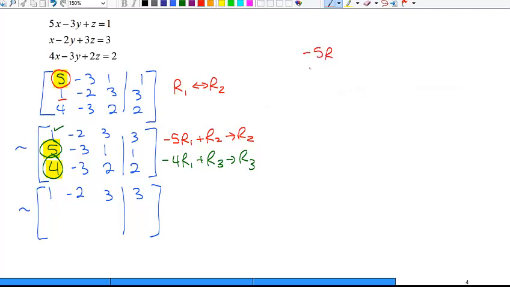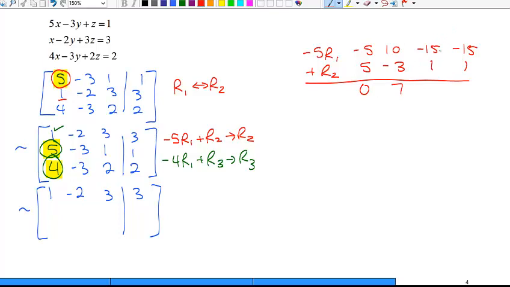I'll do this one vertically, negative 5 times row 1 plus row 2. So if I take negative 5 times row 1, that gets me negative 5, positive 10, negative 15, negative 15. Add it to row 2, which is 5, negative 3, 1, and 1. When I add down, I'm getting 0, 7, negative 14, negative 14.